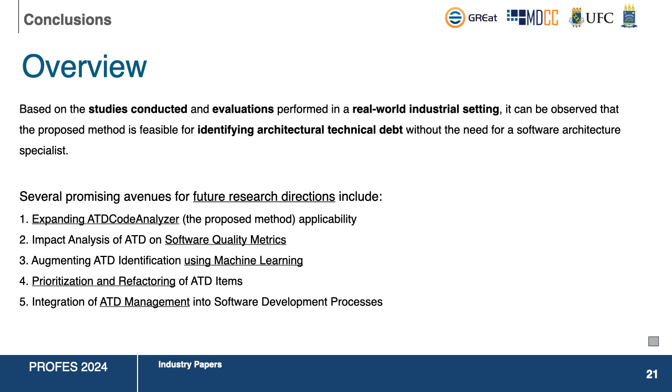Also, several promising avenues for future research directions include expanding the ATD code analyzer. Maybe we can use impact analysis of ATD on software quality metrics. Also, we can use augmented ATD identification using machine learning methods and techniques. We can use these methods for prioritization and refactoring of ATD items. And finally, we can integrate ATD management into the software development process.